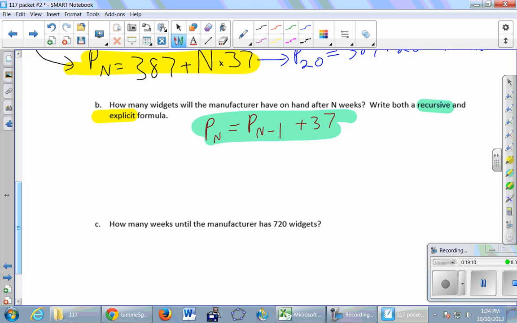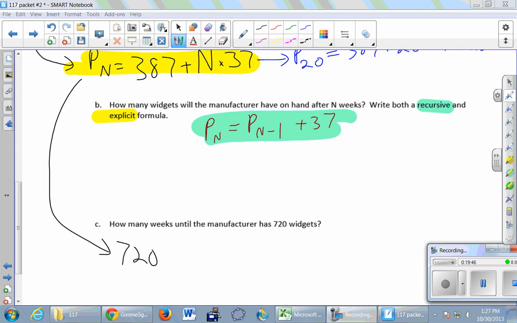See if you guys can answer part C with your neighbors. It says, how many weeks until the manufacturer has 720 widgets? I know a lot of people had the right intuition for this problem, but I want to make it clear that you can just use that explicit formula to do anything you want to. If we're using this guy right here, 720, is it the Pn or is it the n? It's the Pn, it's the population. It's not 720 weeks, it's the population, right?